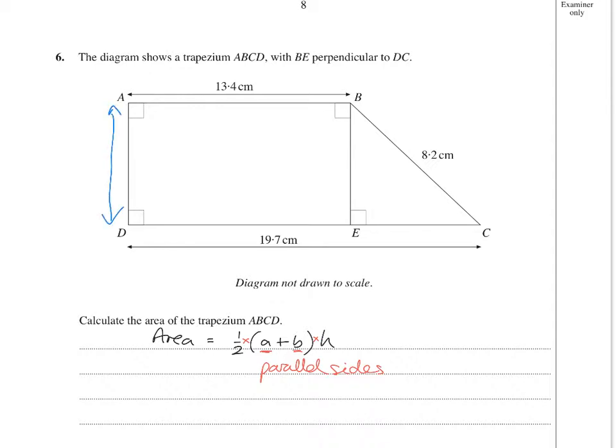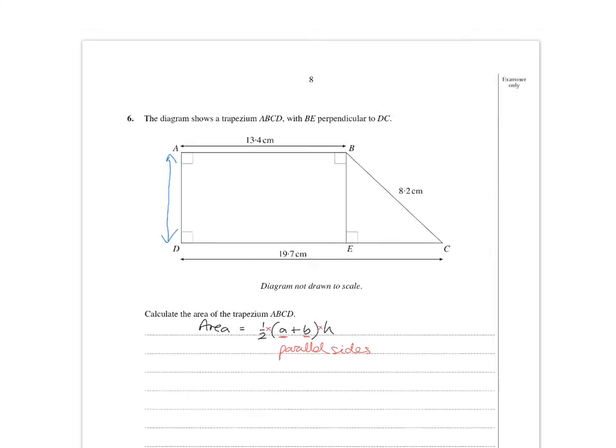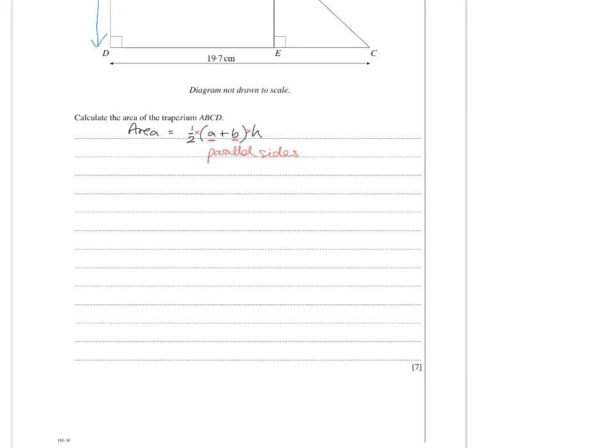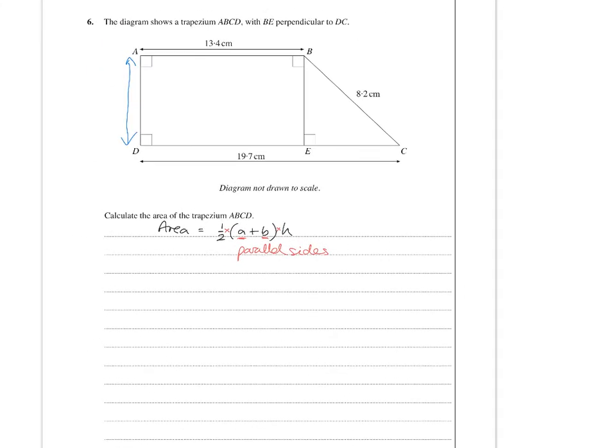Okay, so I need to work it out. I'm just going to check how many marks this is. I think it'll be about 6. Yeah, 7 marks. It's not going to be quite as simple as literally just chucking the information into that formula. So I need to go and work out what that blue line is.